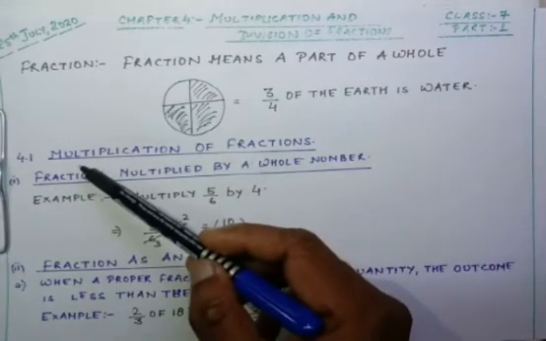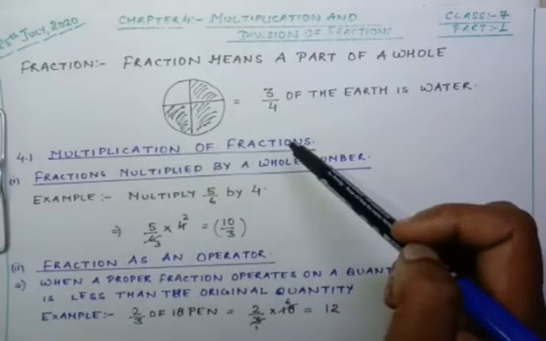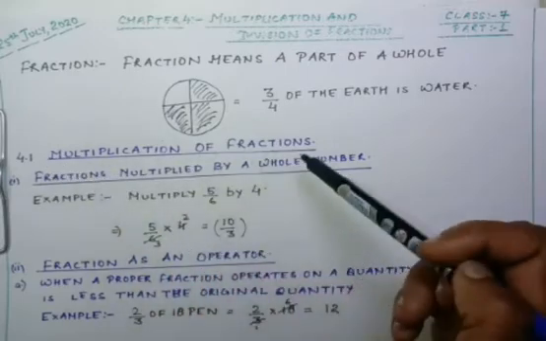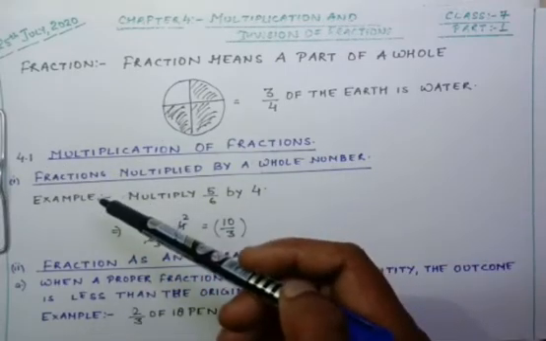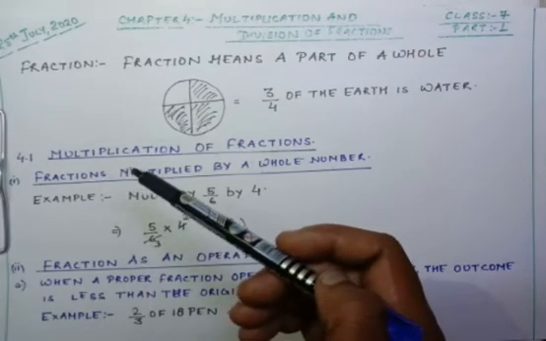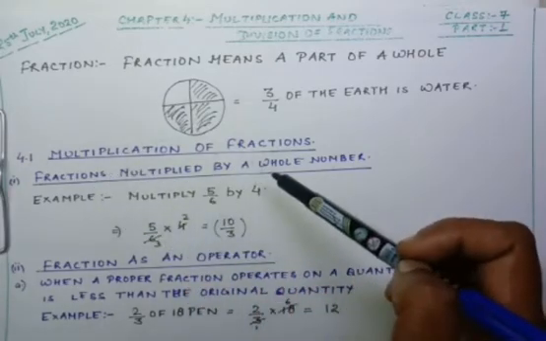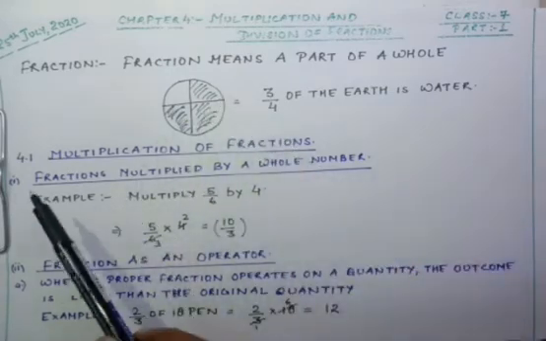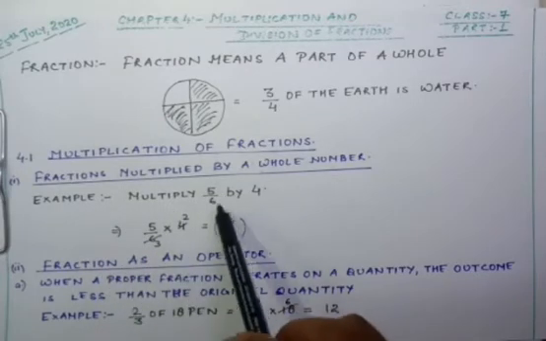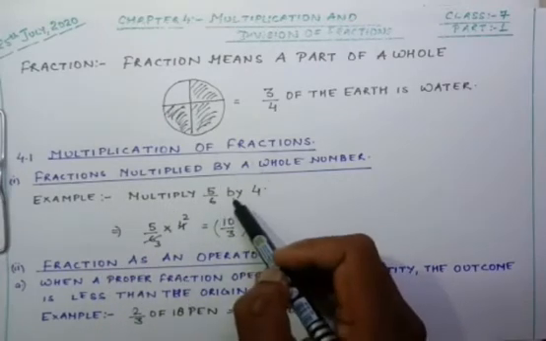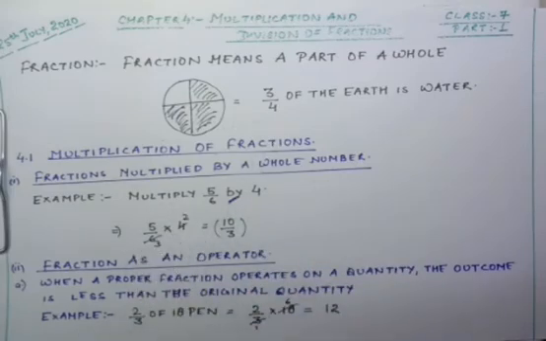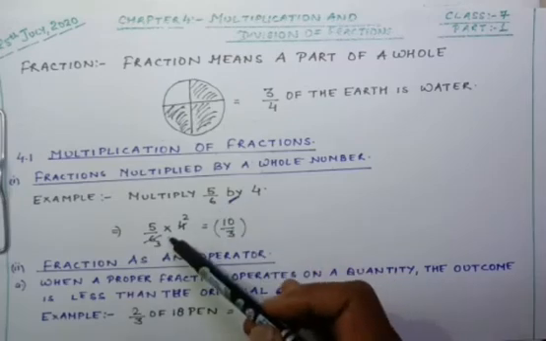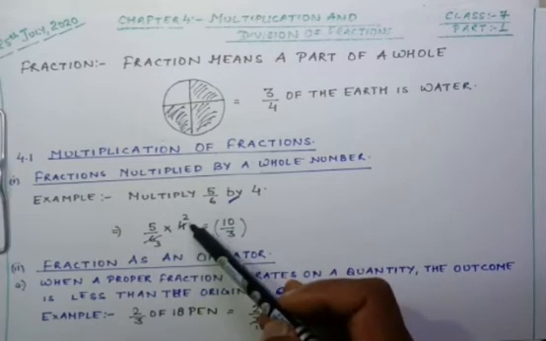Let us come to the first topic, that is multiplication of fractions. In that, the very first topic is fractions multiplied by a whole number. Most of you know what a whole number is. So when a fraction is being multiplied by a whole number, how can the process of multiplication be done? Let us see with the help of an example. Multiply 5/6 by 4. This "by" over here represents multiplication. So 5/6, in place of this "by", I am going to put the sign of multiplication, into 4.